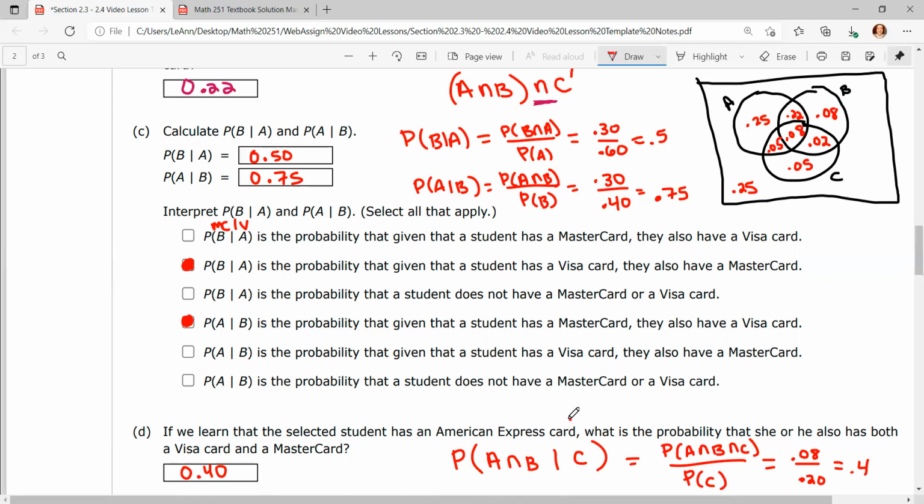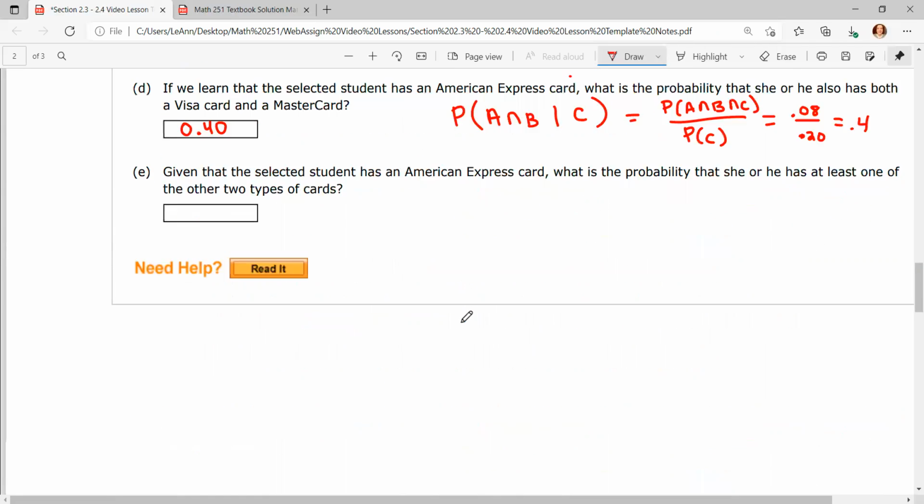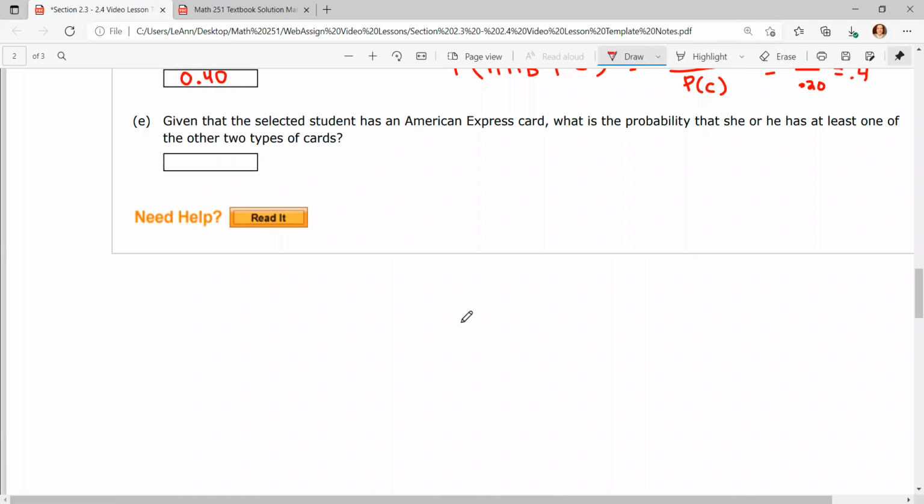And then I believe there's one more in this one. Yep. Given that the selected student has an American Express card, what is the probability that he or she has at least one of the two other cards? Okay. And I just lost connectivity. There we go. Let me erase that. My mouse was not showing up on my screen for a second.